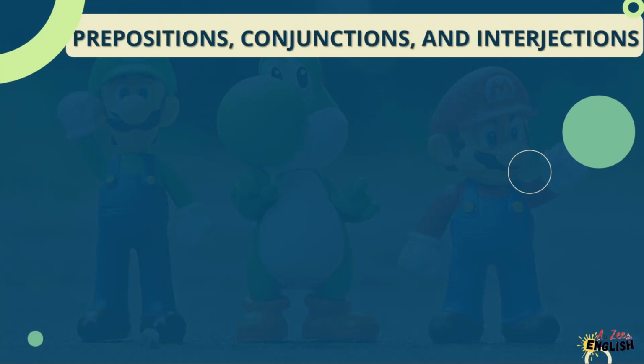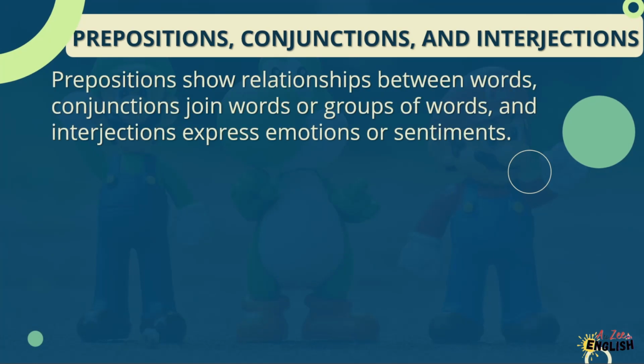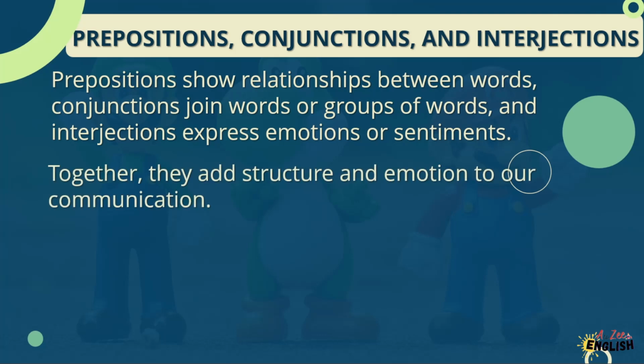Prepositions, conjunctions, and interjections. Prepositions show relationship between words. Conjunctions join words or groups of words. And interjections express emotions or sentiments. Together, they add structure and emotion to our communication.